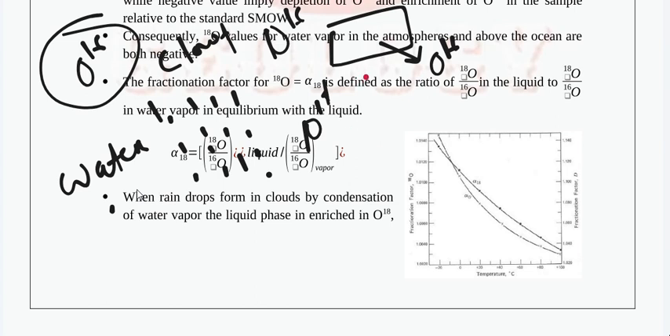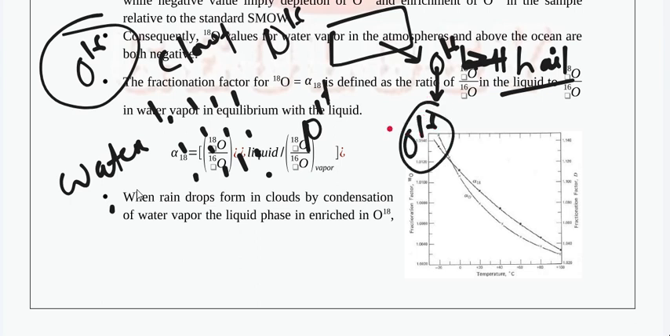After higher condensation, when hail forms, we'll study about hail in oceanography and atmospheric science. Hail, H-A-I-L, sorry, my bad. So after very high condensation, when hail forms, the hail is solid. It should be enriched in oxygen 18, but it is enriched in oxygen 16 because the cloud is already depleted in oxygen 18 due to rains.